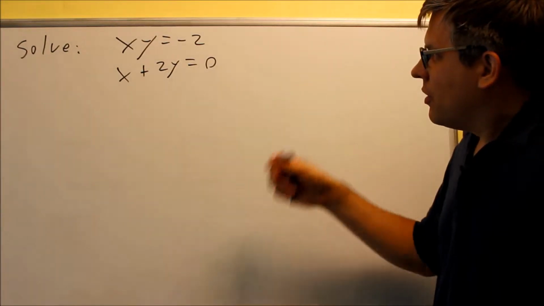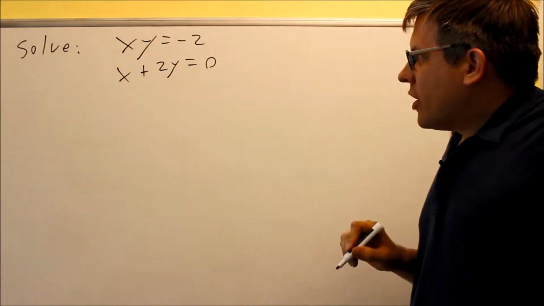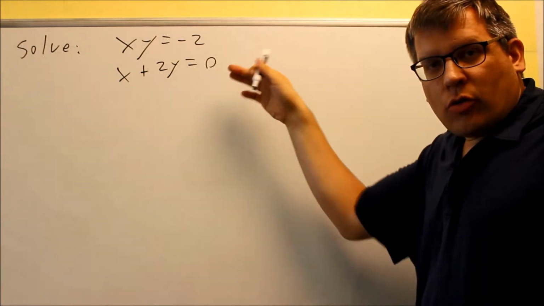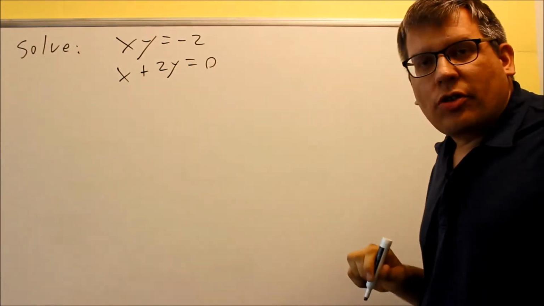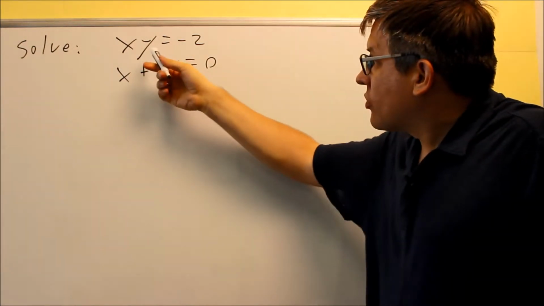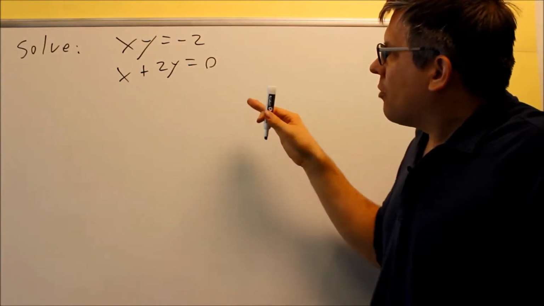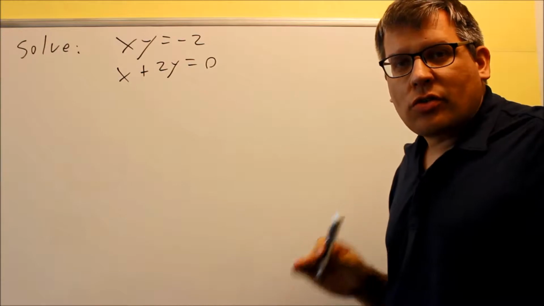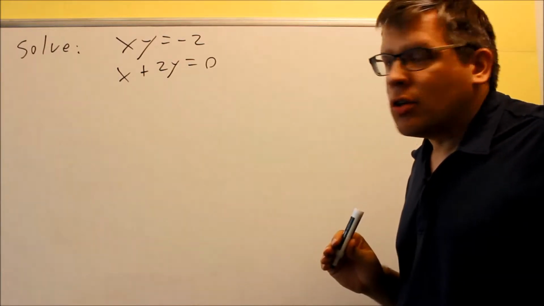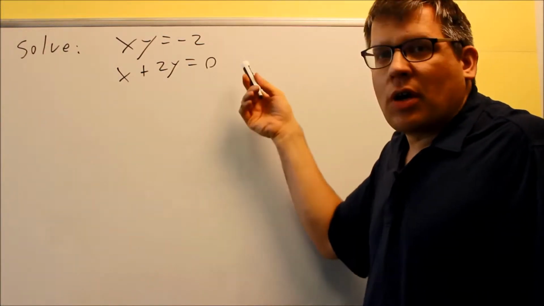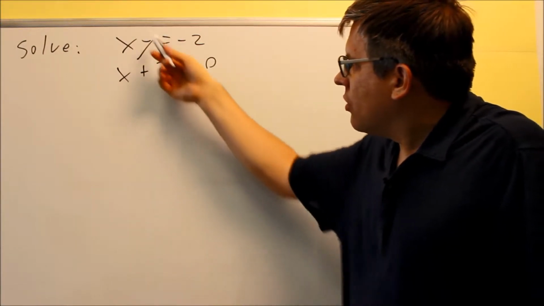Okay, for the next one, xy equals -2 and x plus 2y equals 0. Another one, this first one would be considered nonlinear because if you solve for either x or y, it'll involve a fraction. So for this one, we want to think about what's the best way of solving this here by using substitution or elimination.